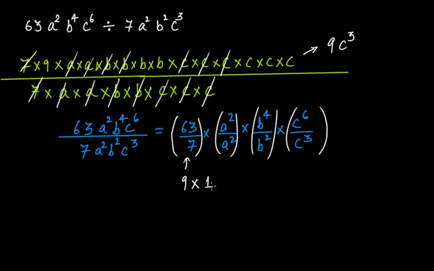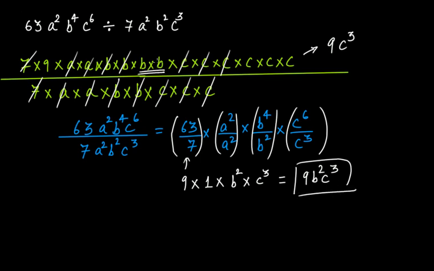We all know this. Multiplied by b raised to the power of 4 divided by b raised to the power of 2, that is b raised to the power of 4 minus 2, that is 2. Multiplied by c raised to the power of 6 minus 3, that is 3. This gives you 9b squared c cubed. I'm sorry, here you have the b's also. So this is 9b squared c cubed. So these two are the same, right?